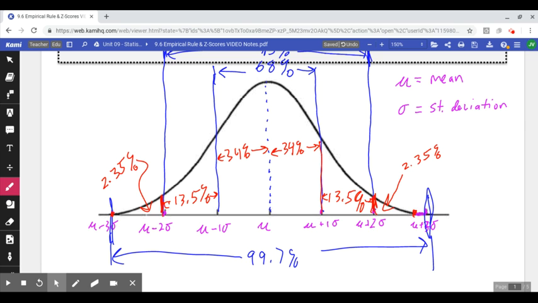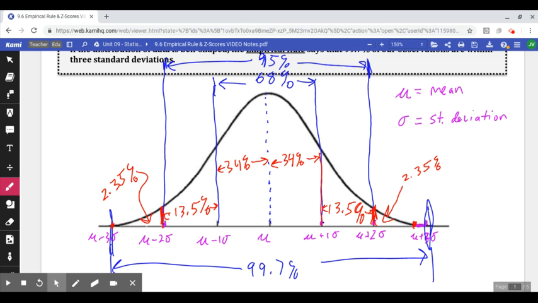You could keep going, but it gets a little crazy, right? You wouldn't even hardly be able to tell where the curve was if we kept going to 4 standard deviations to the right and 4 to the left. So we just end it right here. We say, all right, 68% of the data is between 1 standard deviation to the right and 1 to the left of the mean. 2 standard deviations to the right of the mean and 2 standard deviations to the left, you've got 95%. And then between 3 standard deviations to the left and 3 to the right of the mean, you've got 99.7%.